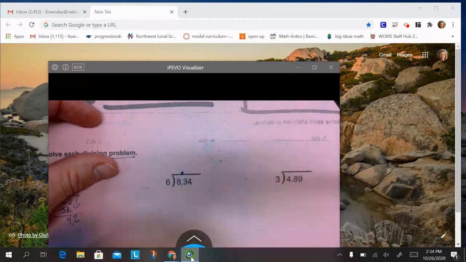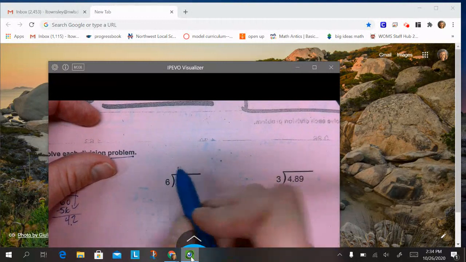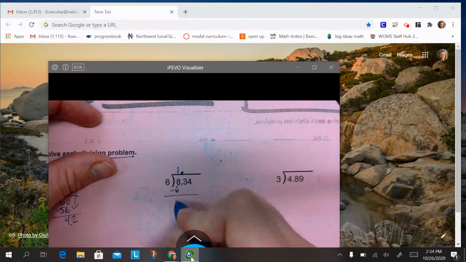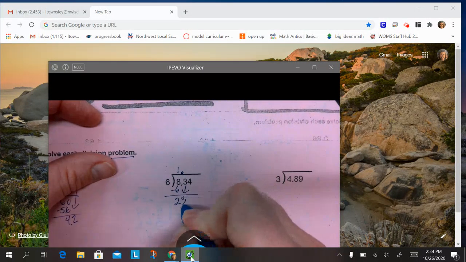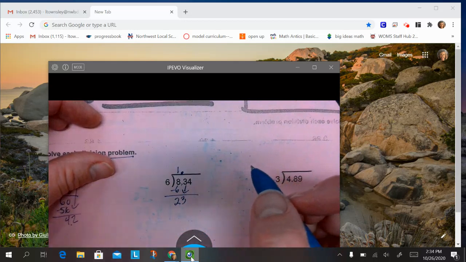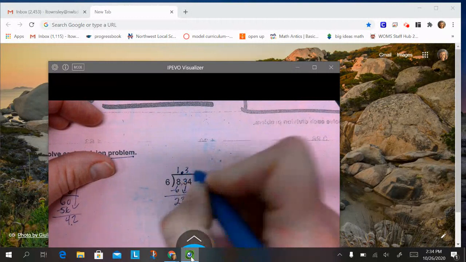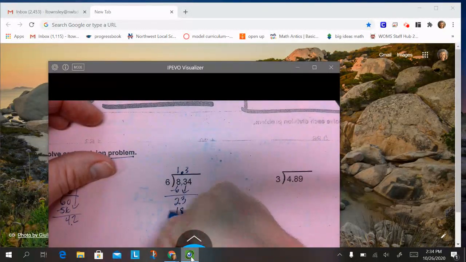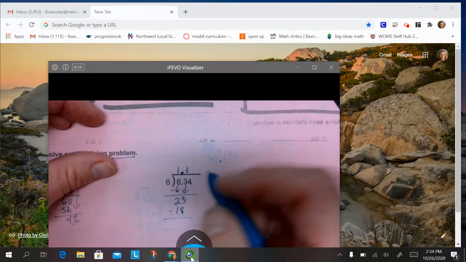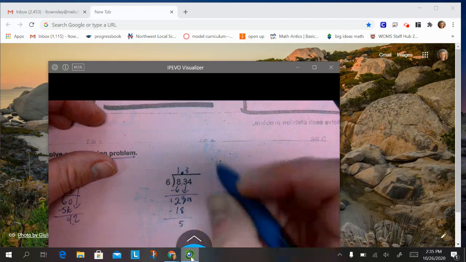Move your decimal up. How many times does 6 go into 8? Once. 1 times 6 is 6. You want to subtract. 8 minus 6 is 2. Bring down your 3. How many times does 6 go into 23? Well, 6 times 4 is 24, so that's too much. What about 6 times 3? Good job. 6 times 3, 18. Subtract 23 minus 18. And if you need to, do 13, and that's 1, so 13 minus 8 is 5.